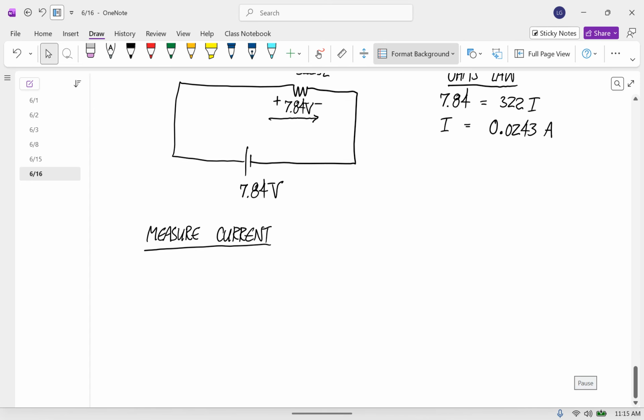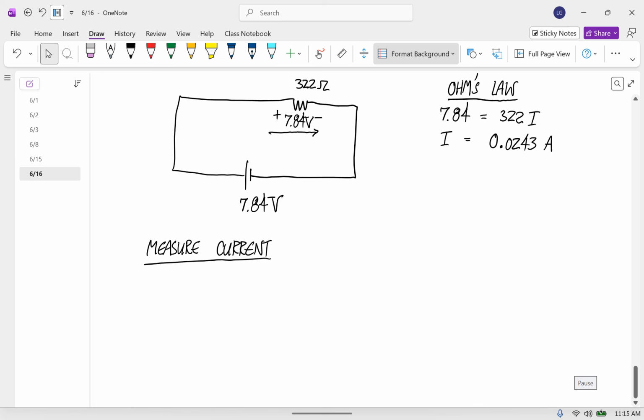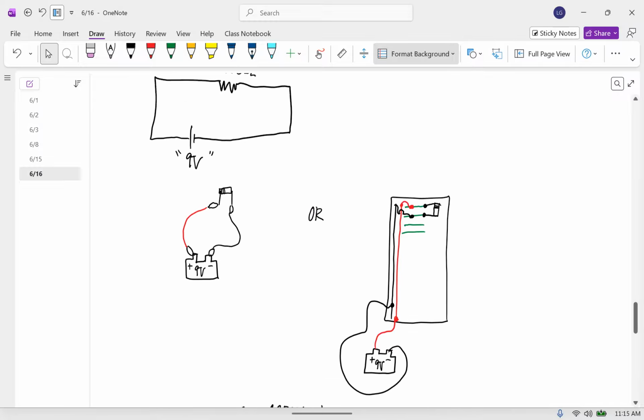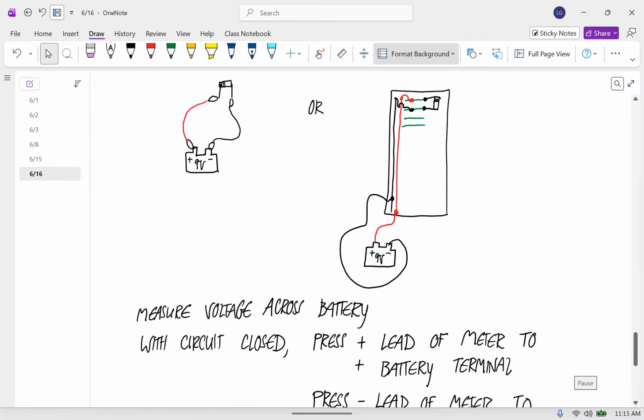And then once you do that, we've already estimated what the current is that we're going to get. And so go to the amps setting. Oh, and this time we're going to have to move the leads too. So let me draw this. So which one am I going to do? I'll do this one.